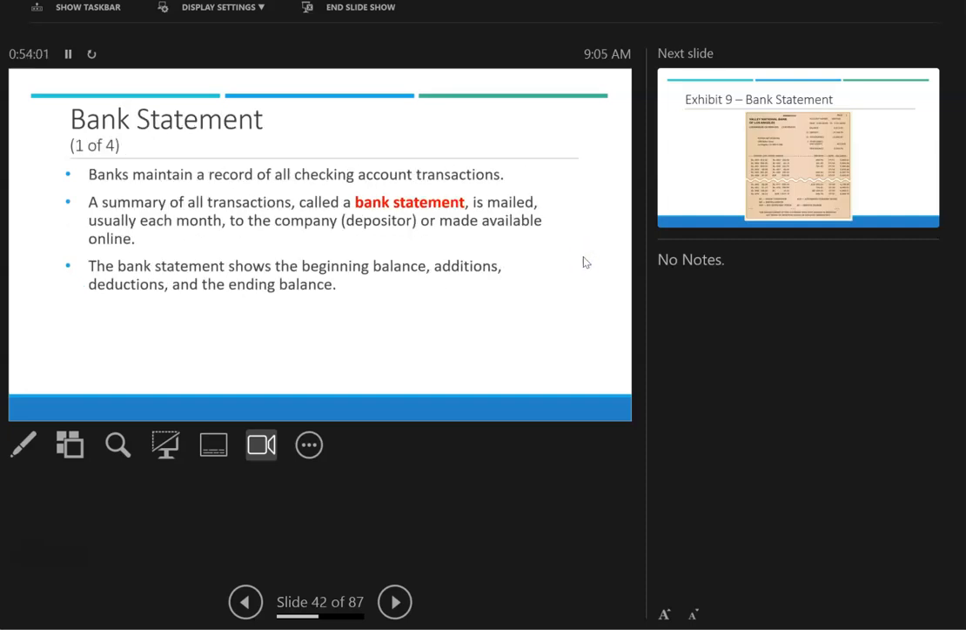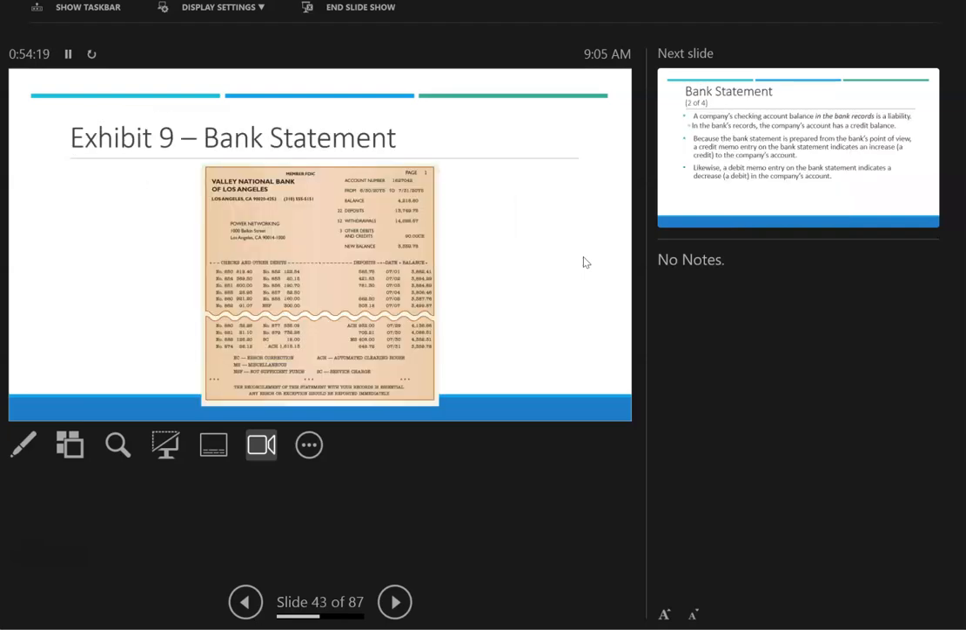The summary of all transactions is called a bank statement. It's mailed each month and made available online. The bank statement shows the beginning balance, any additions and subtractions, and the ending balance. How many of you guys have seen a bank statement?